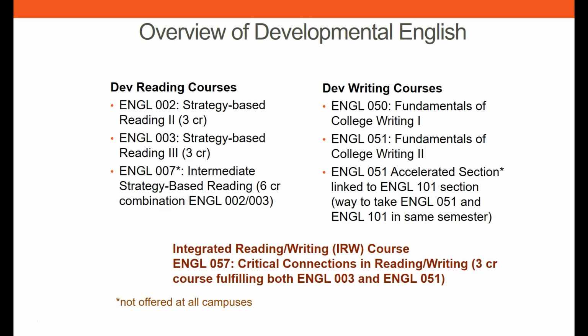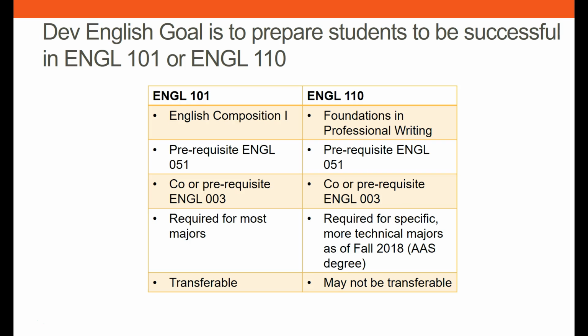There's also one integrated reading and writing course called English 057, which is Critical Connections in Reading and Writing, which is a 3-credit course that fulfills both 003 and 051 requirements. The goal of developmental English is to prepare students to be successful in English 101 or 110 and beyond.